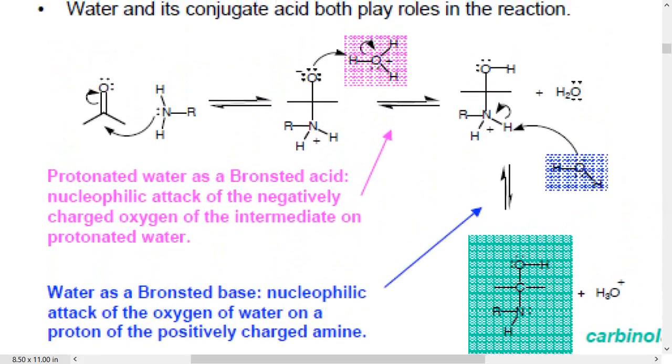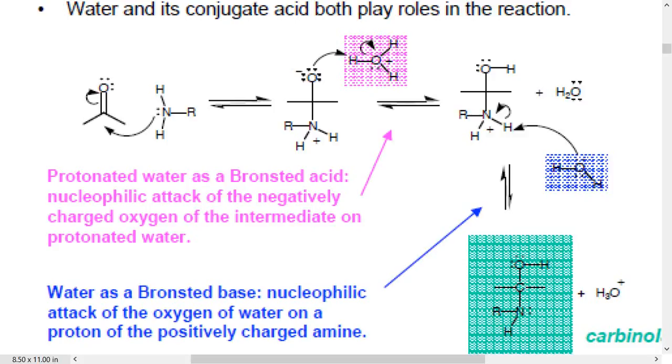On the top, you see here, this is acting as a base. What does a base do? A base will take a proton. Here it takes a proton. Proton of what? Proton of this salt, and the oxygen does take it. Water as a Bronsted base, nucleophilic attack of the oxygen of the water on the proton of the positively charged amine. You have a positively charged amine, and it does give up the proton.